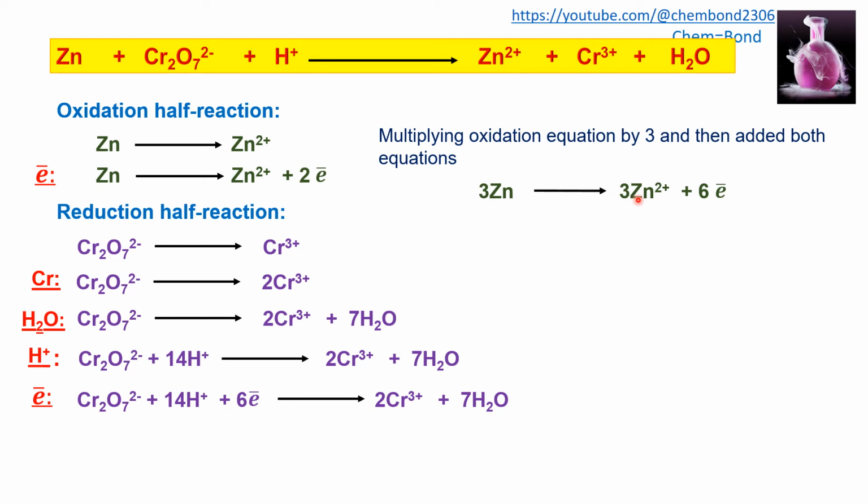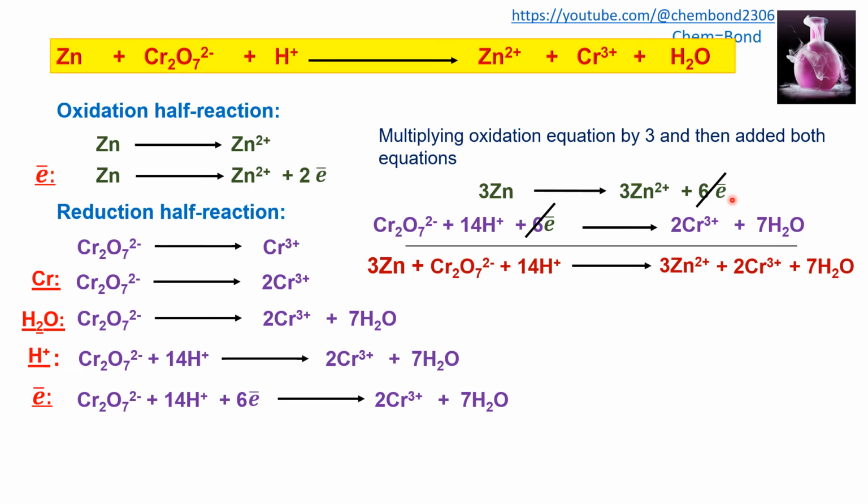Zinc will produce 3 zinc ions and 6 electrons. Now adding both equations, 6 electrons and 6 electrons will cancel out and we will get 3 zinc, dichromate and 14 H+ ions. It will produce 3 Zn2+, 2 Cr3+ and 7 water molecules.